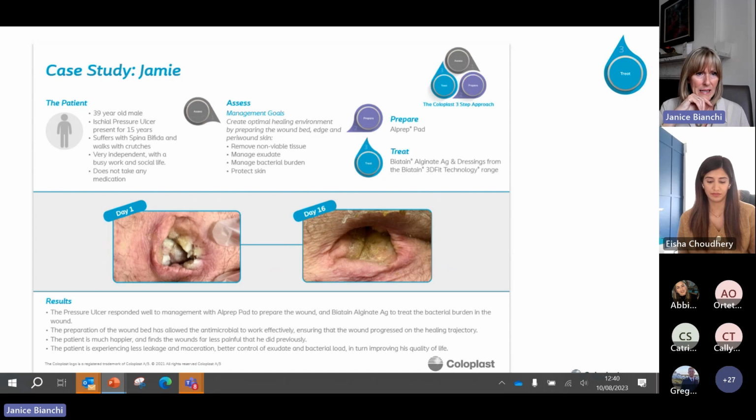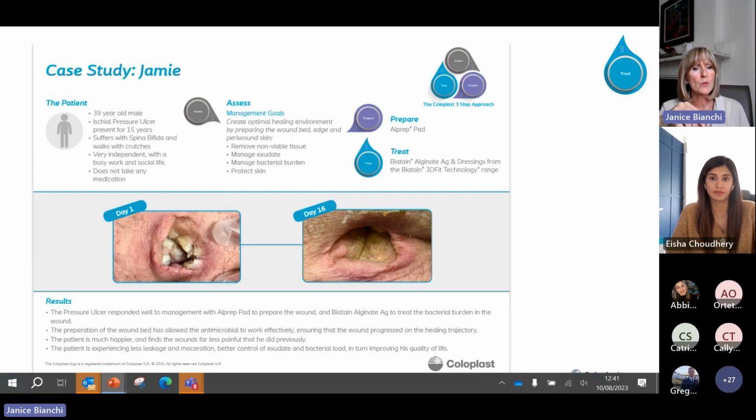And then a final case study for you. This is a 39-year-old young man with spina bifida, but very independent, he had a busy social life and work life, didn't take any medication, but he'd had this wound for 15 years on his ischial tuberosity. And again, they went back to the start and thought, okay, what we need to do is remove non-viable tissue, manage the exudate, manage the bacterial burden and protect the skin. And again here they used Oprep pad and Biatain Alginate Ag this time, and a Biatain dressing on top.